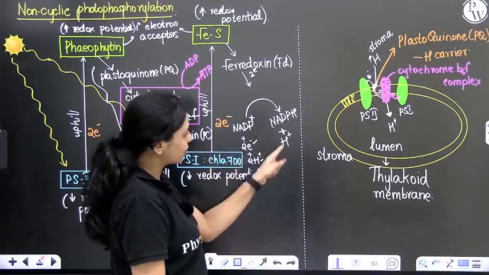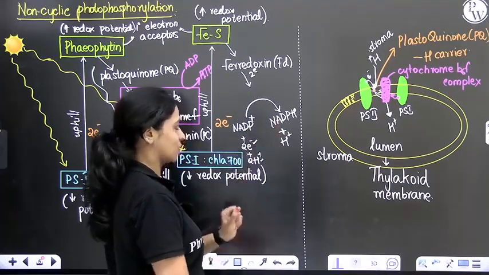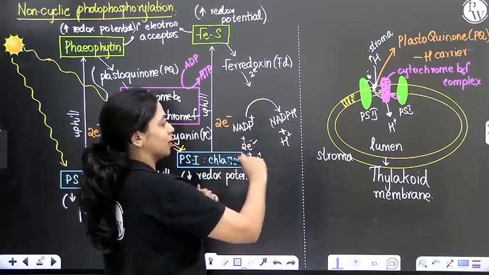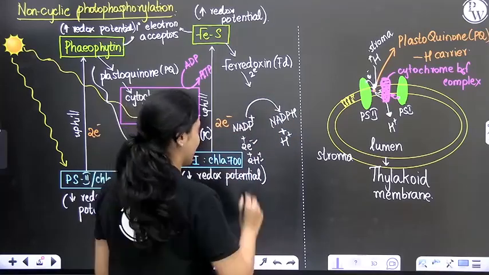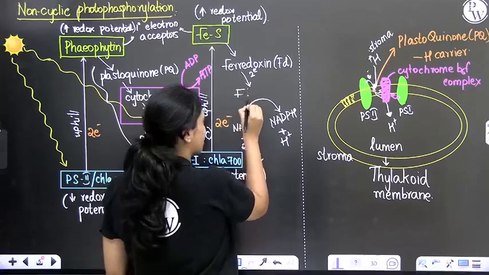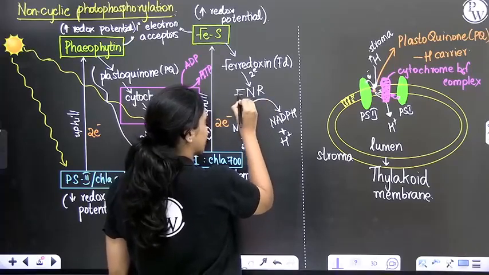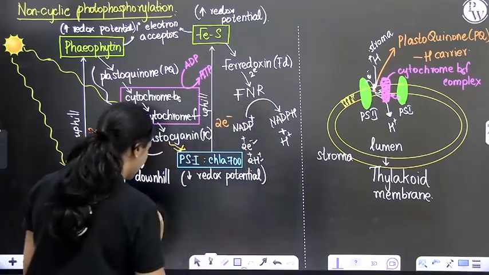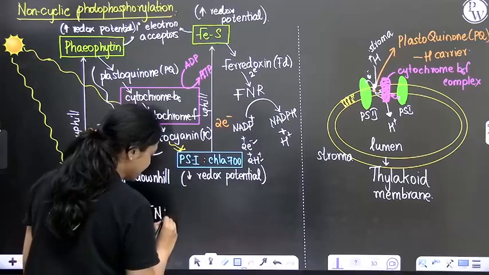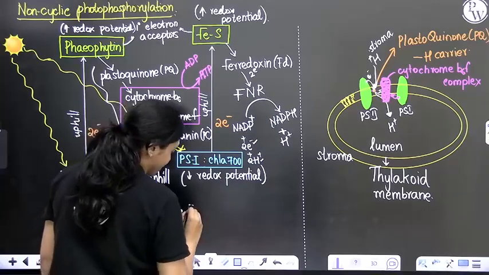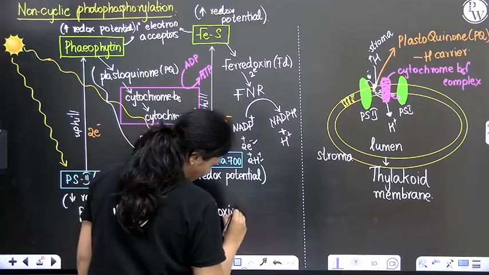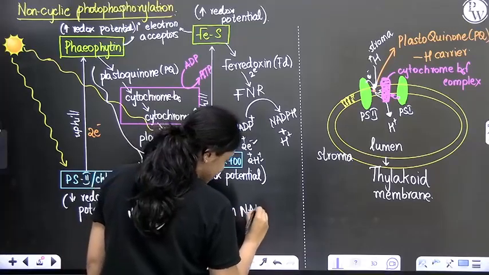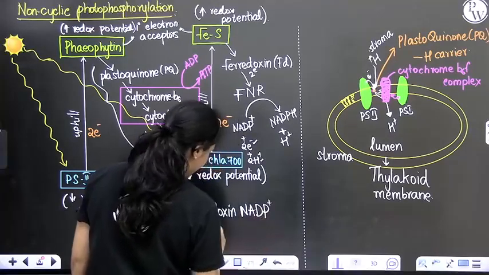Now, for the formation of NADPH or for the reduction of NADP plus into NADPH, an enzyme is required. That is called FNR. What does FNR stand for? FNR stands for pyridoxine NADP plus reductase.